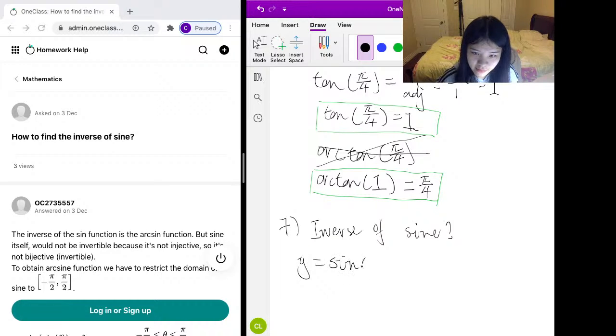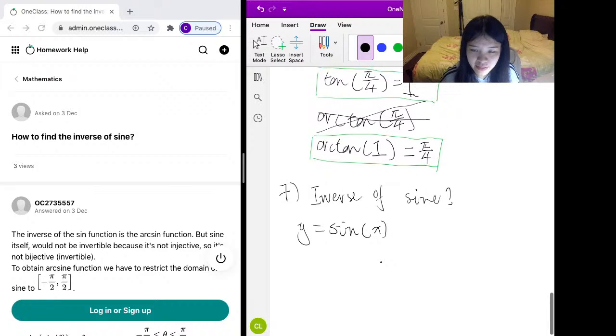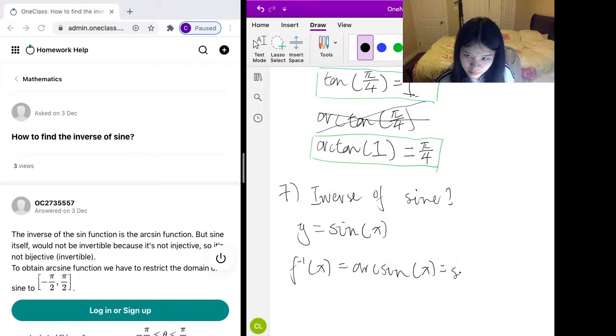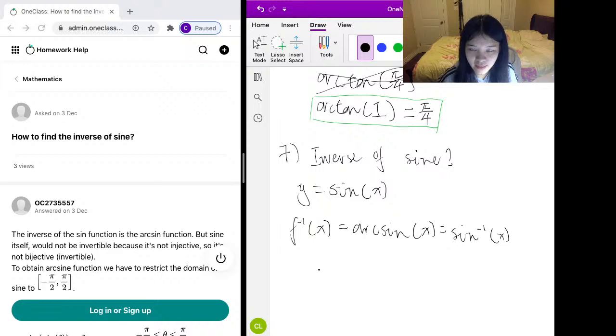The sine function is y equals sine of x, and the inverse of the sine function is obviously the arcsine function. For the previous question, we were asked for the inverse of the tangent function, which is the arctangent function. So the inverse of the sine function is the arcsine function. We know that the arcsine function is the inverse of the sine function by definition. This is just the definition of the inverse of the sine function, which is the arcsine function.